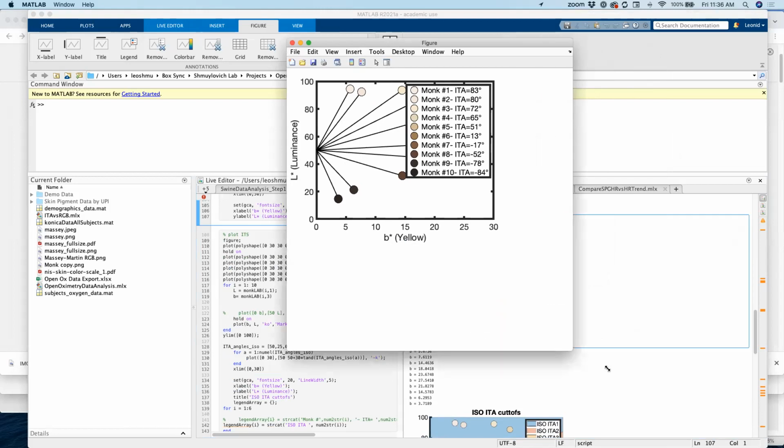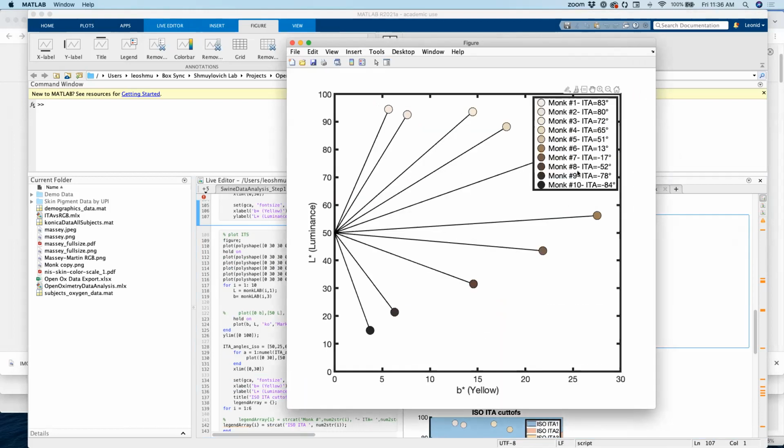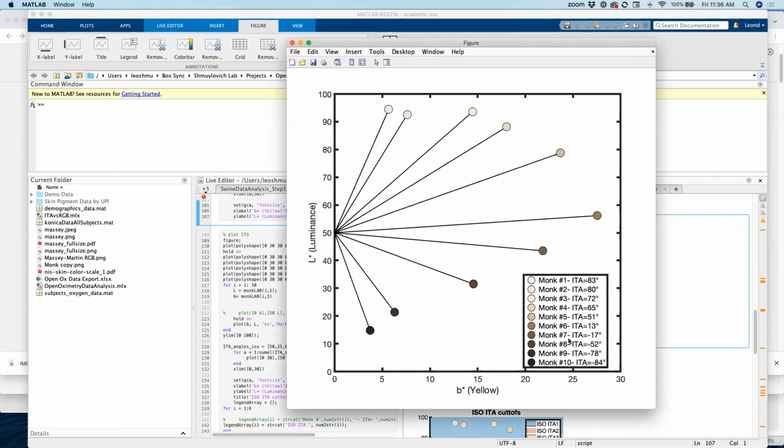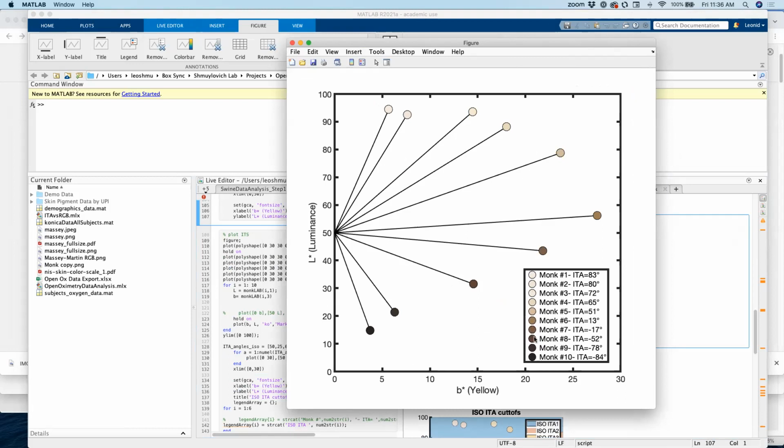So the Monk scale is a scale that goes from 1 to 10. These are the RGB values of the Monk scale. And if you were to convert that into LAB space, assuming a certain illuminant, then this is where it falls in the ITA plane. And so the ITA values range from 83 degrees to -84 degrees, and this is where they fall.